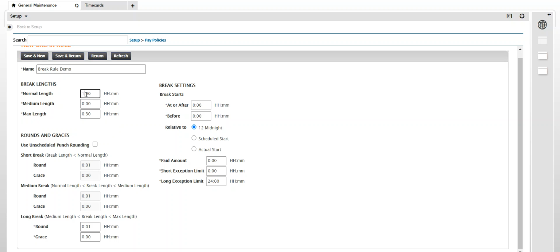The second most important thing is the max length. Always remember the max length, by thumb rule, should be greater than the normal length. So the max length, I'm going to put it as 1 hour and 30 minutes. What max length does is it joins, or rather prevents, the shift from breaking.